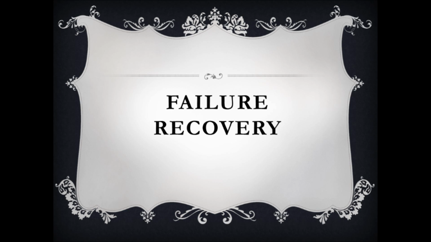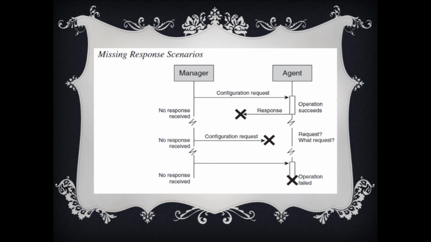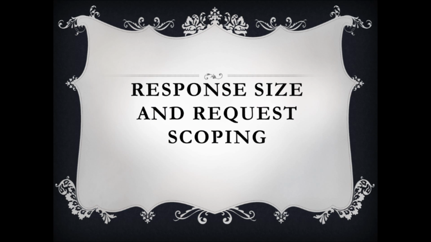One way in which a manager can distinguish between those scenarios is when the agent offers a management function that allows the manager to inquire about the status of a management request, given the request ID, response size, and the request scoping. As was described earlier in the case of scoped management information retrieval, one small request can result in the return of a substantial amount of information.